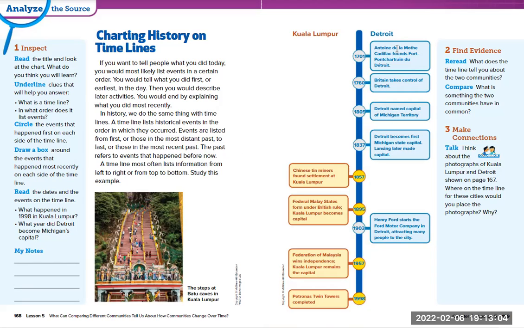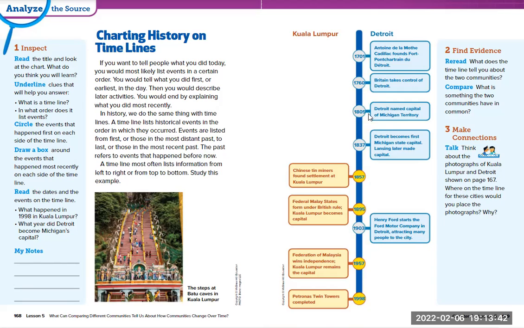So we talked about what happened first is at the top. And we said that both of these things were probably the first things that happened according to this timeline, according to the information here. And we also said that things that happened at the bottom were more likely to have happened later. And you can see it even by the year, 1998 is definitely after 1701. And so one of the last things that happened according to this chart was the Petronas Twin Towers were completed. And in Detroit, Henry Ford started the Ford Motor Company in Detroit, attracting many people to the city.